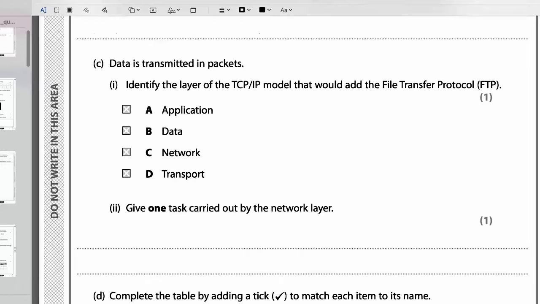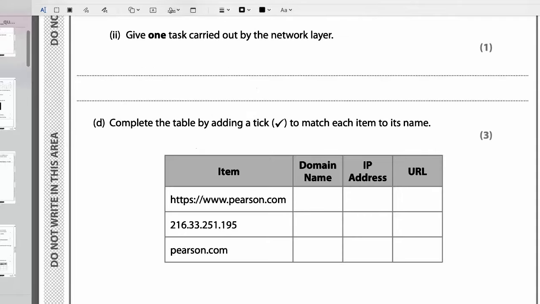C. Data is transmitted in packets. Identify the layer of the TCP/IP model that would allow the file transfer protocol FTP. The answer is A. Application layer. 2. Give one task carried out by the network layer. The network layer adds the source destination IP address.